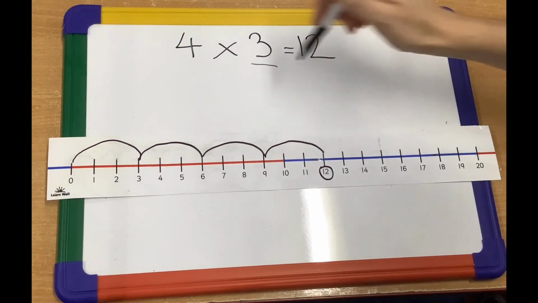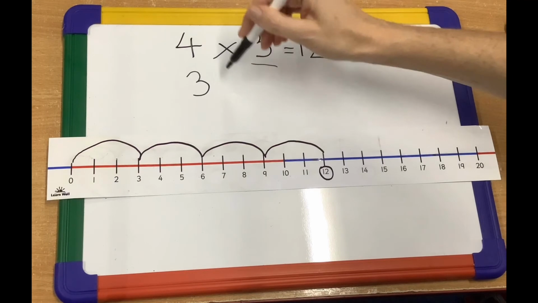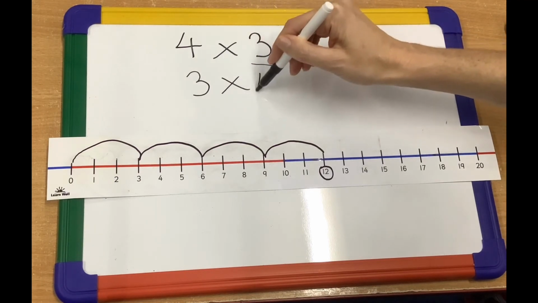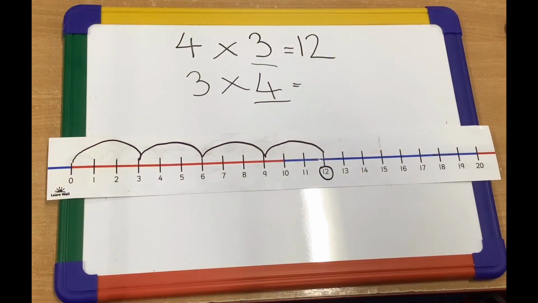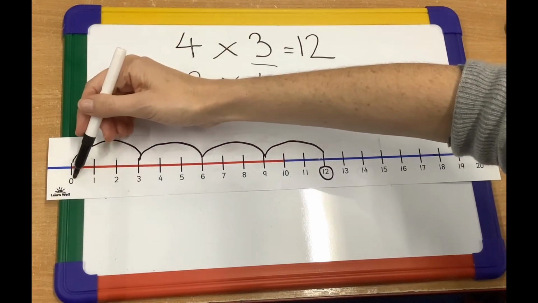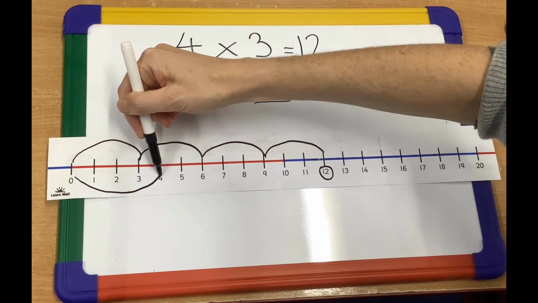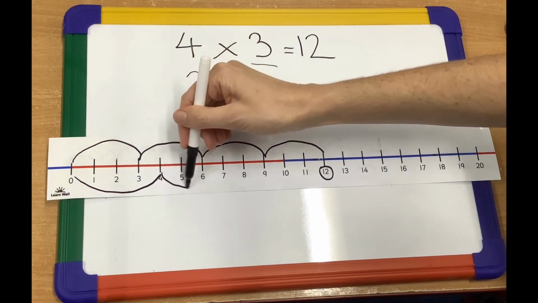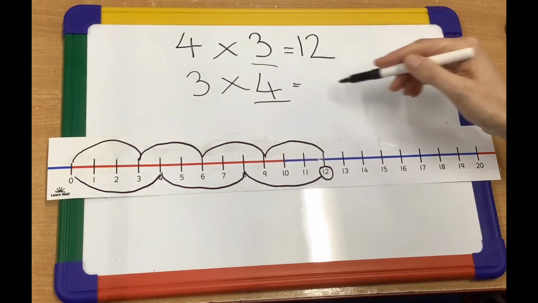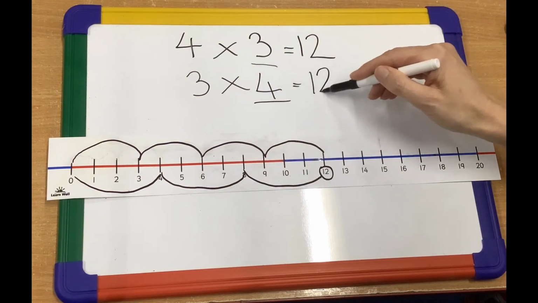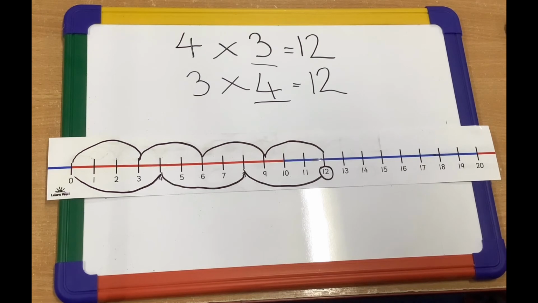Let's try that the other way round. Let's try 3 times 4. And this is going to be tricky because I've got to put 4 in each jump. So I'm going to start at 0 again, and this time I'm going to start off jumping to 4. Then I need another jump of 4, and then another jump of 4, and it still ends up in exactly the same place because 3 times 4 is 12 and 4 times 3 is 12.